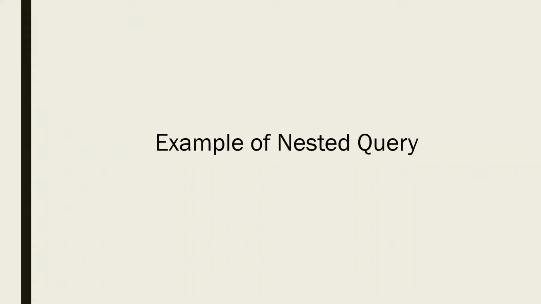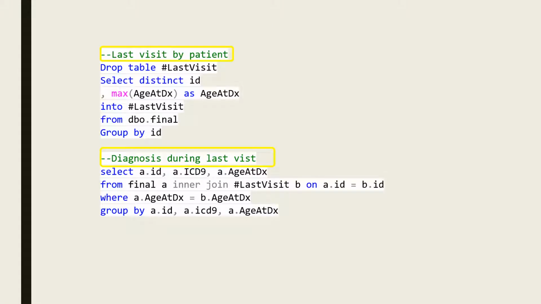An example of a nested query first finds the last visit by a patient and then reports the diagnosis during the last visit. In this example, the unnested code is written in 2 steps. The first step identifies the age of the patient at the time of the last visit. This data is placed in a temporary file named last visit. The second step identifies the patient diagnosis at the time of the last visit. This is accomplished by joining the data table final with the temporary table last visit.